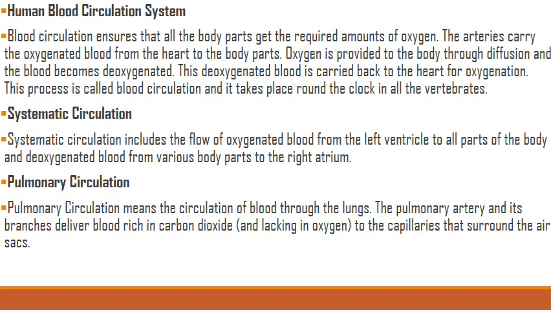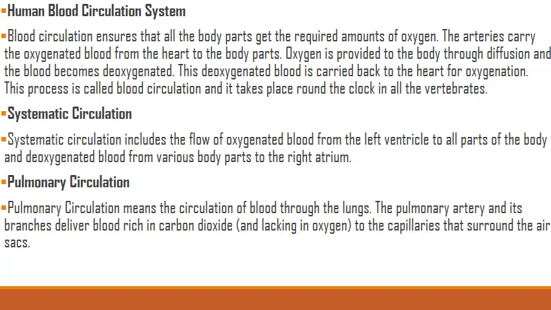This is the double circulatory system. Blood circulation ensures that all the body parts get the required amount of oxygen. The arteries carry the oxygenated blood from the heart to the body parts. Oxygen is provided to the body through diffusion and the blood becomes deoxygenated. This deoxygenated blood is carried back to the heart for oxygenation. This process is called blood circulation and it takes place round the clock in all the vertebrates.